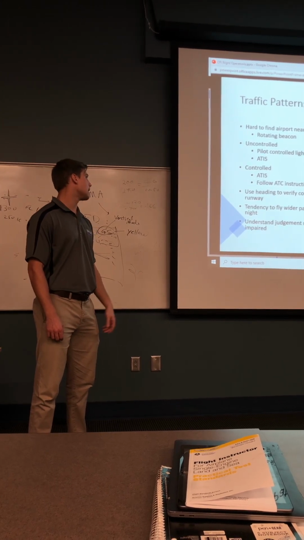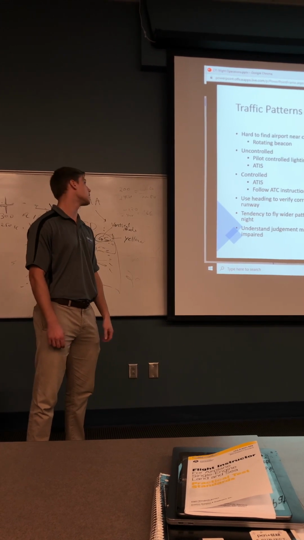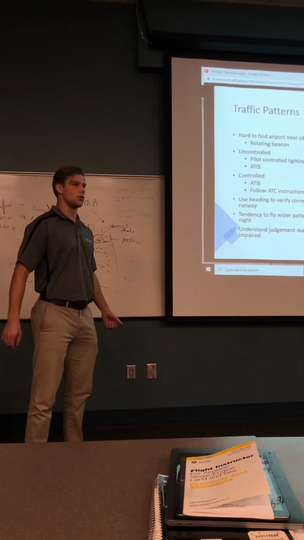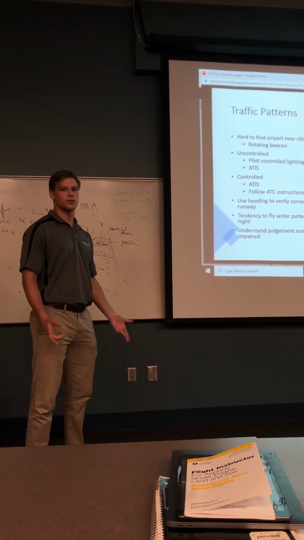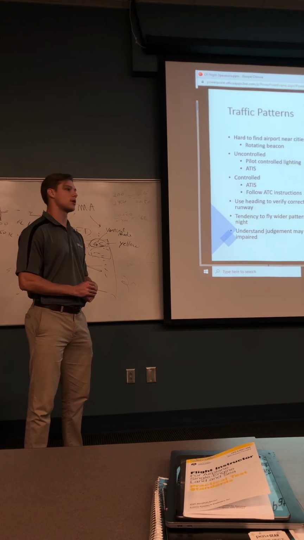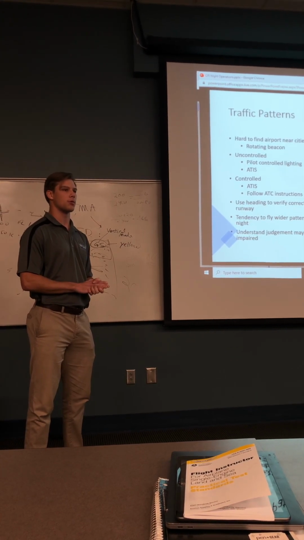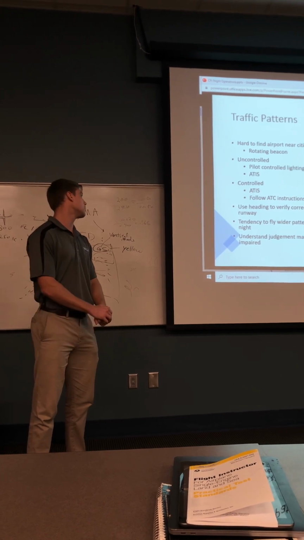And then listen to ATIS, that way you know which way to join the runways based on the wind. And for controlled airports, you want to get the ATIS, they'll tell you which runway is in use, and just follow the instructions that they give you. And then use your heading to verify the correct runway, so if they say left downwind runway 2, make sure you're lined up for the left downwind runway 2, whatever ATC tells you.